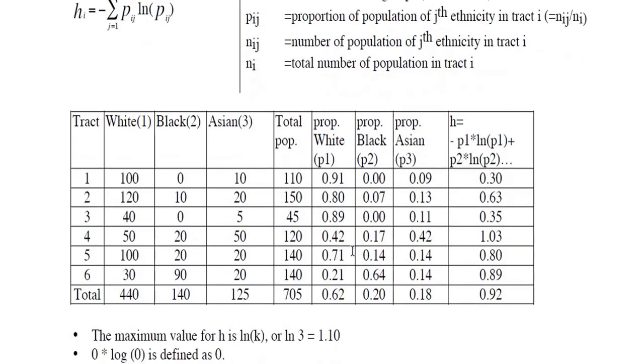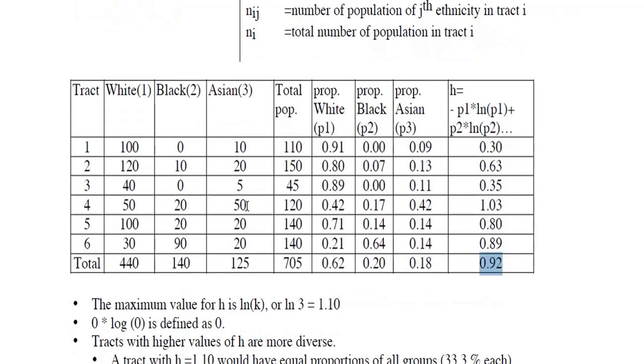Now we will not sum up all these numbers. Rather, we will calculate the total white population in a city, the total black population in a city, and the total Asian population in a city, and then calculate the proportions of the Asian, black and white populations, and using the same formula we will get 0.92. So remember that we will not sum up these tract values, because if you do that, it will be wrong.